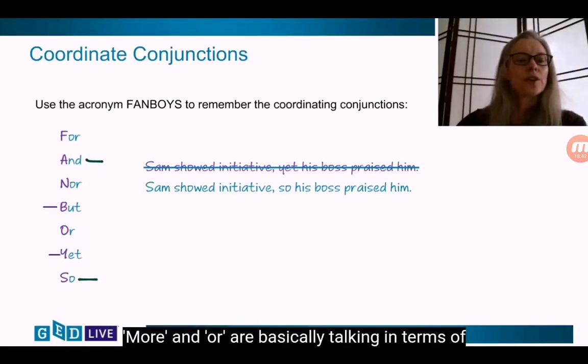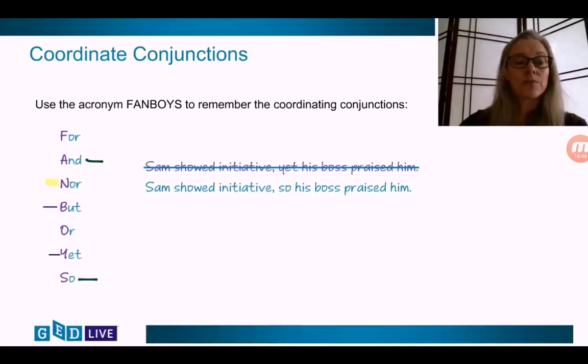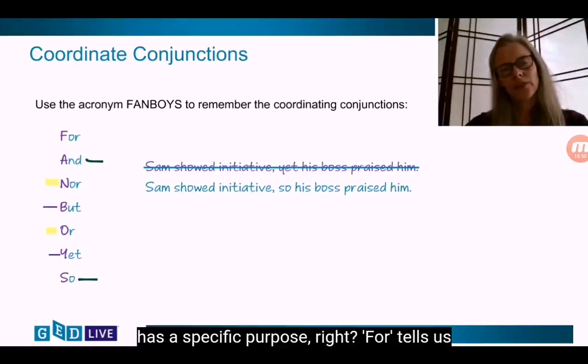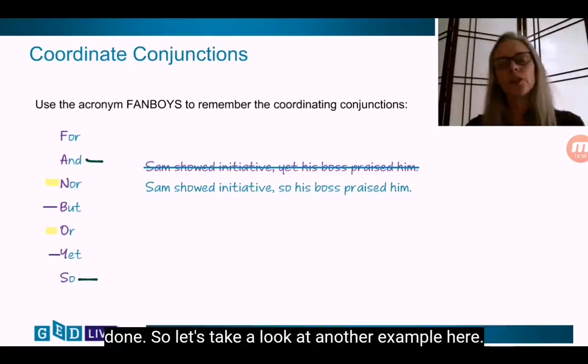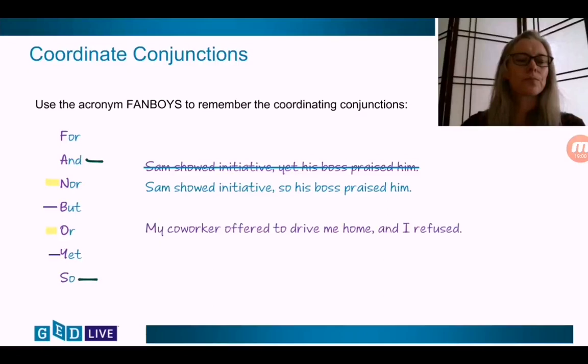Nor and or are basically talking in terms of options, right? And then for has a specific purpose. For tells us for what purpose, for instance, something was done. So let's take a look at another example here.